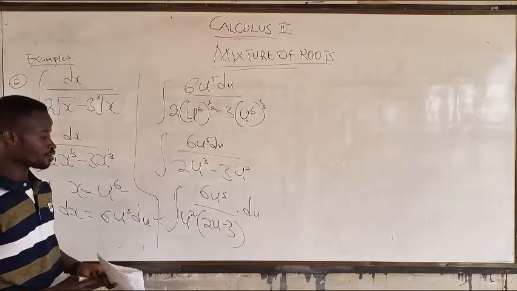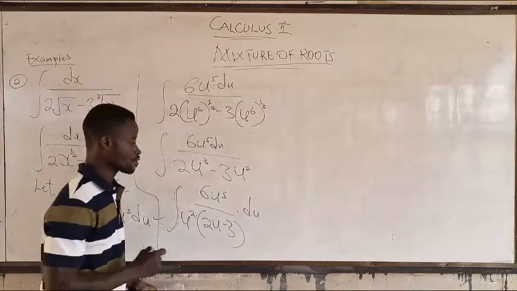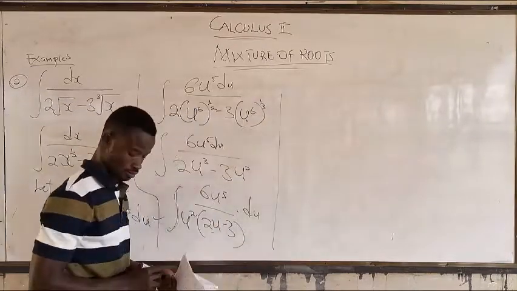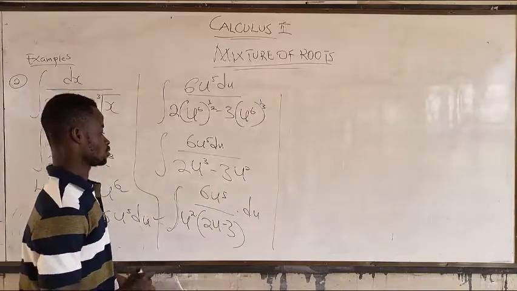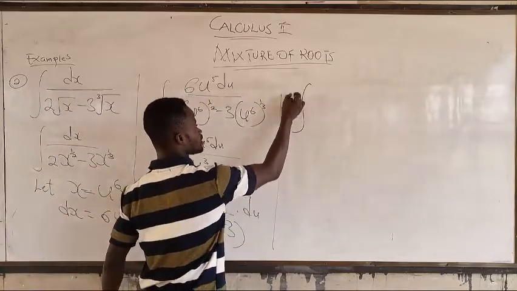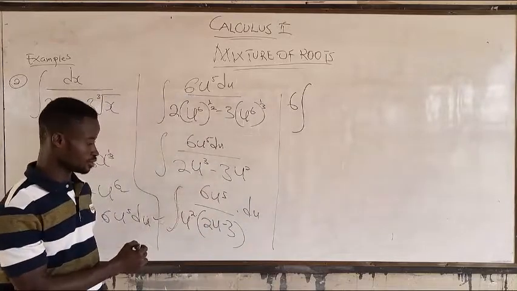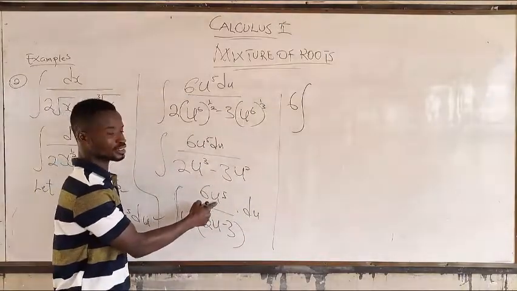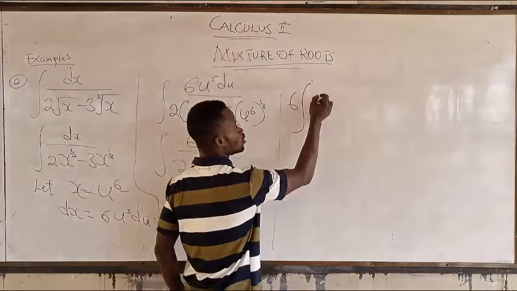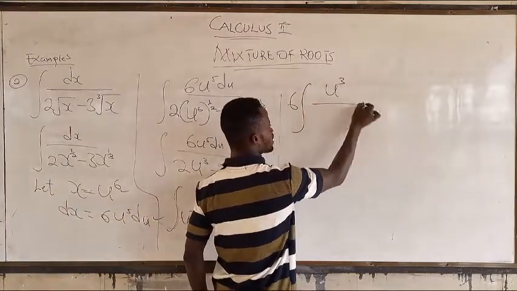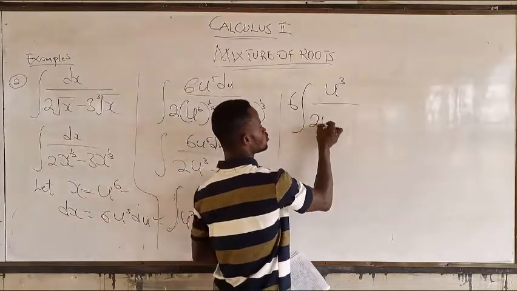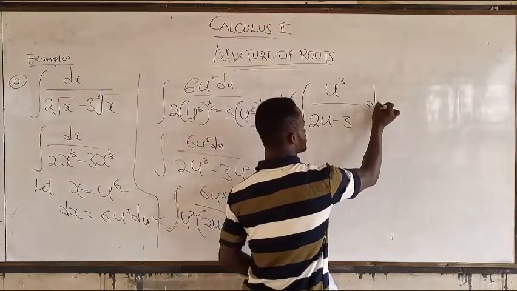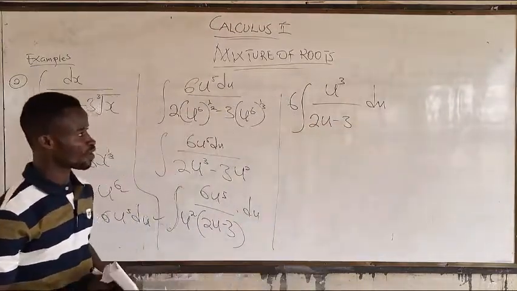Okay, very good. Now you can also see that we can bring the 6 out, and this will cancel 2 of this. So you get u raised to the power 3 over 2u minus 3 du. Very good.